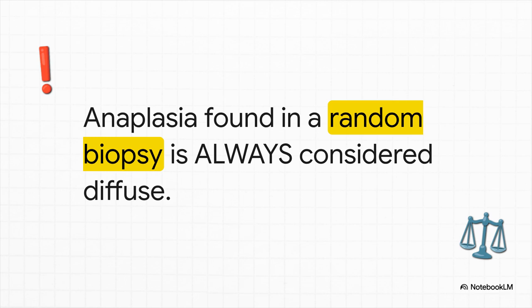And this leads to an absolutely critical, high-yield rule you have to burn into your brain. If you find anaplasia in a random biopsy, it is always considered diffuse. Why? Well, think about it. A random biopsy, by definition, can't meet those strict location requirements for being focal. You have no idea if it's a tiny spot or the tip of a giant iceberg. This simple rule has massive implications for the patient's prognosis.